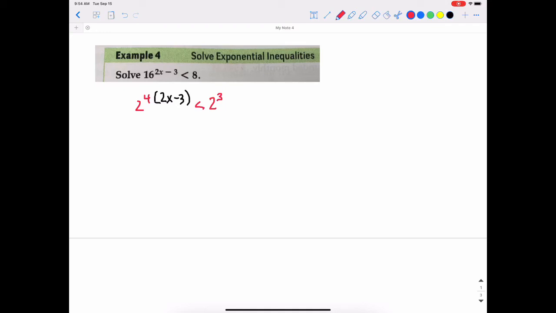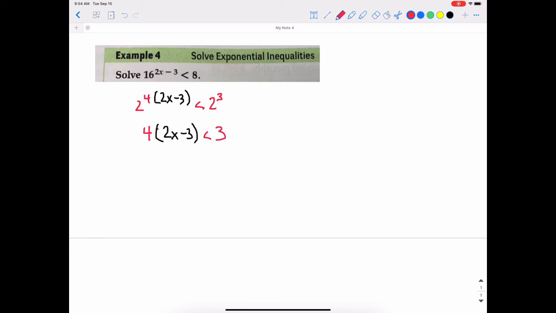So since the bases are the same, that means the exponents must be set less than to each other using the same symbol there. So it would be 4 times the quantity of 2x minus 3 less than just the 3. And remember, we don't think about this as the 2's canceling each other out. It's just that if the bases are a true inequality, then the exponents must have the same true inequality.